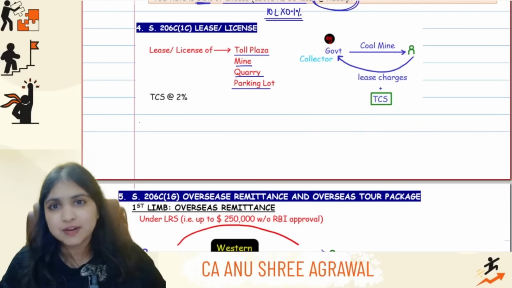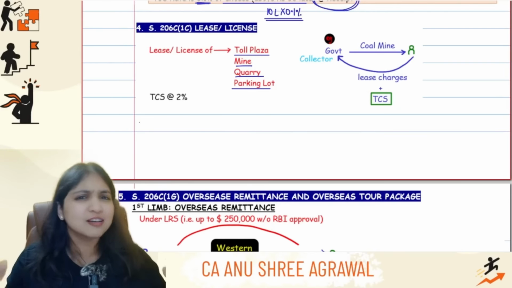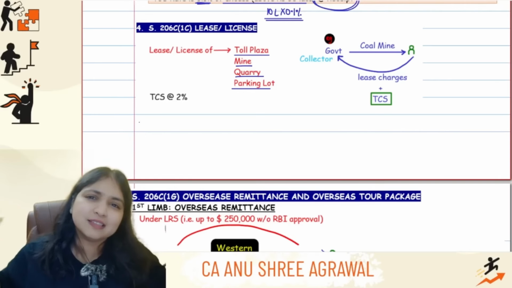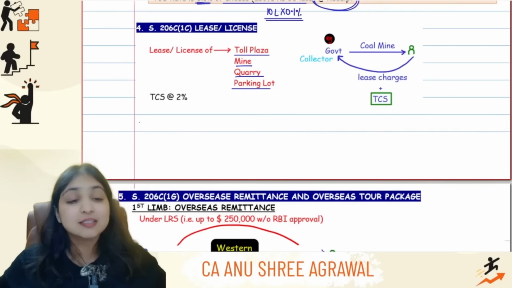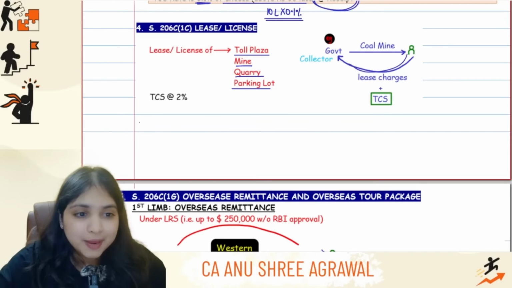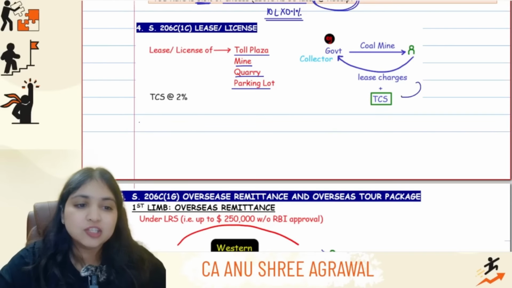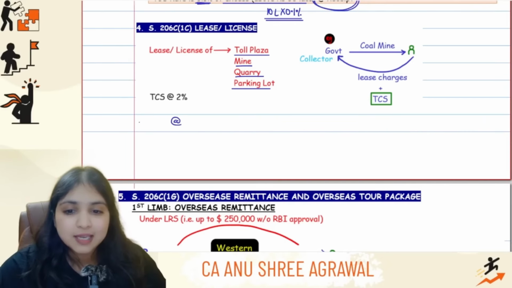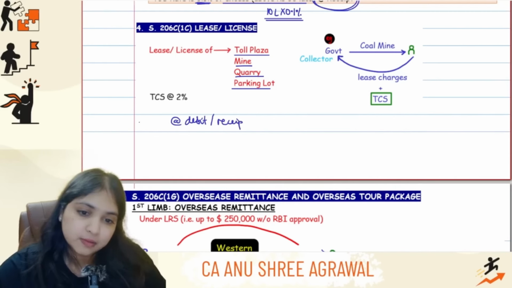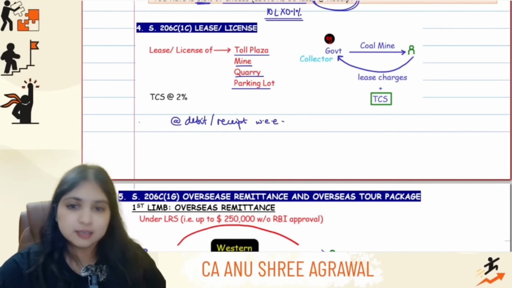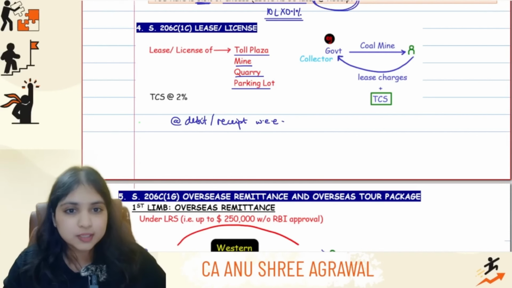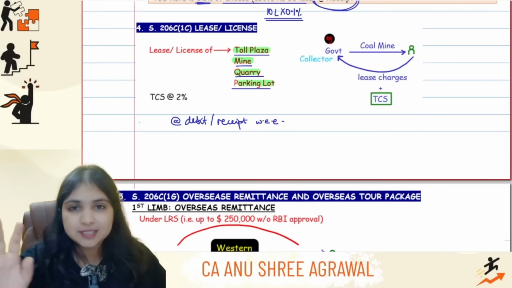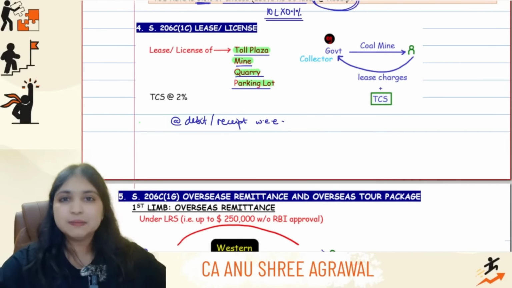Welcome to 206C1C. There are no limits over here, no turnover criteria, nothing, guys. Simple section this is. The point is, when you are paying lease charges, along with the lease charges, you'll also have to pay TCS. TCS at what rate? At the rate of 2% at the time of debit or receipt, whichever is earlier. Okay, lease or license of 4 things: toll plaza, mine, quarry, parking lot. TCS at the rate of 2% will apply at the time of debit or receipt, whichever is earlier.